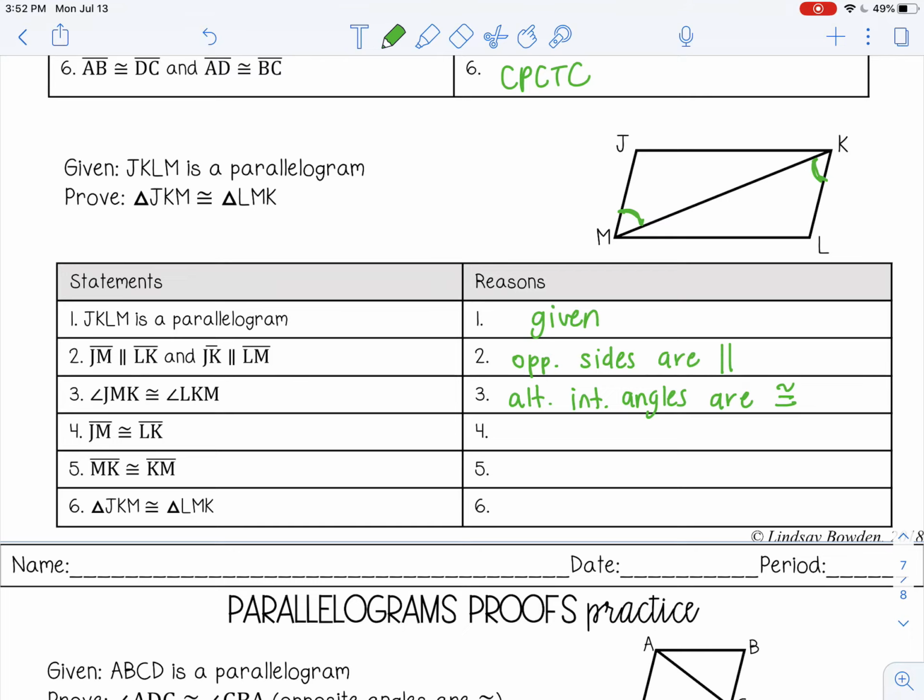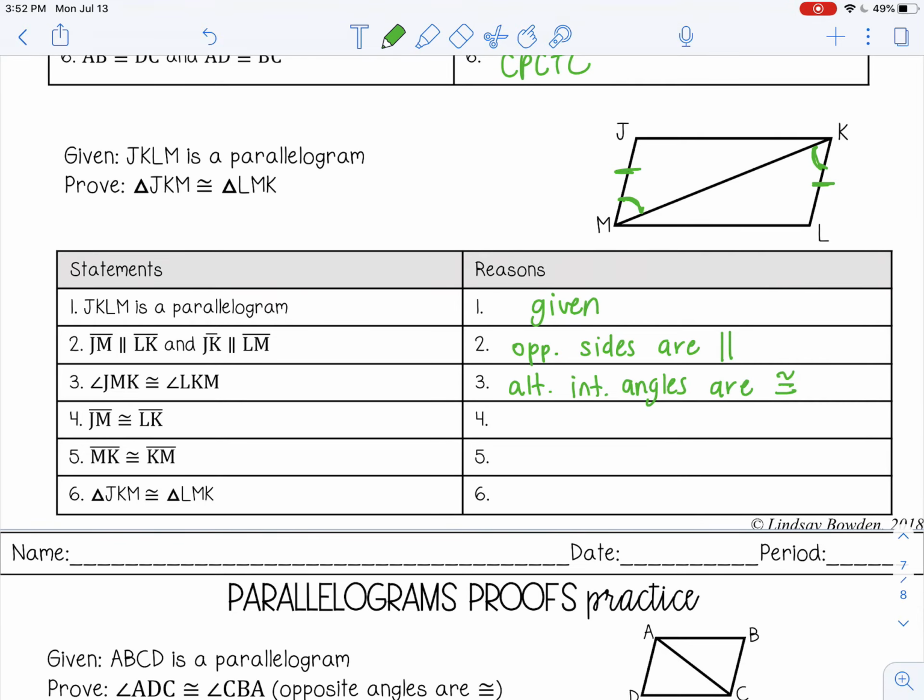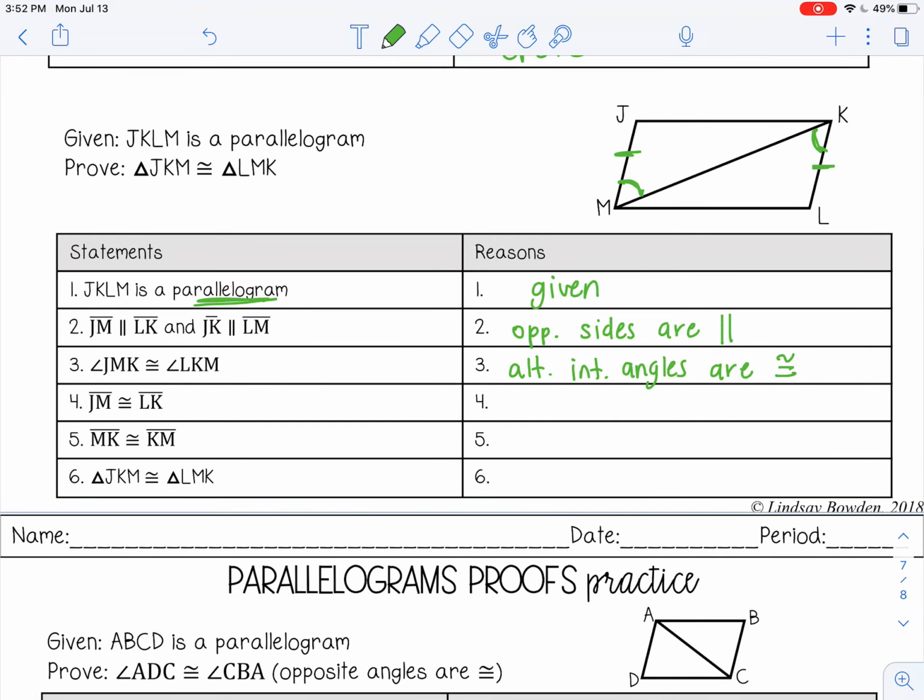Next it says JM is congruent to LK. The reason we know those are congruent is because they are opposite, and in a parallelogram, which we know this is, opposite sides are congruent. All right, next it says MK is congruent to KM. That's the line in the middle. It's saying it's congruent to itself, so that's the reflexive property. And then the last one is asking us to prove that the triangles are congruent. So these would be congruent by side, angle, side.